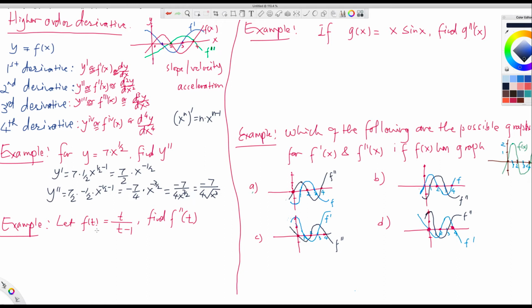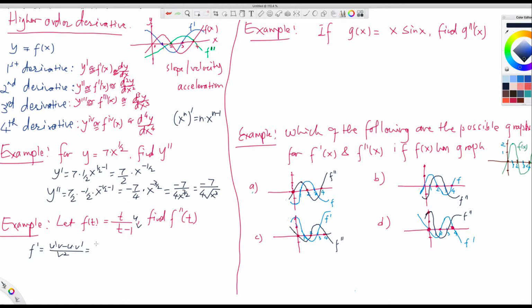So how about this one? For this problem, you have a quotient rule, right? It is like u over v, right? So what is the formula for the derivative of u over v? The first derivative f prime will be u prime times v minus u times v prime, over v squared, right?